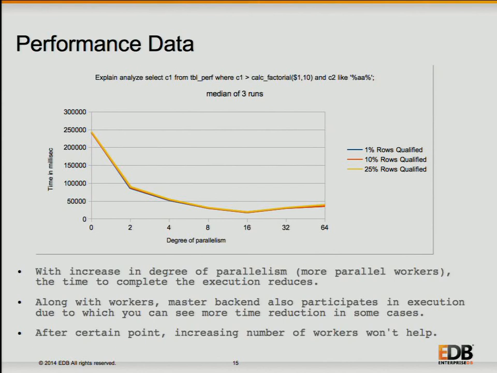How many CPUs does this have? This is much more, 90 something. Same machine. A lot. Enough.